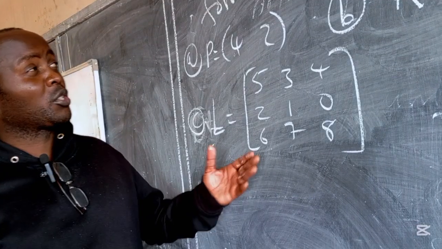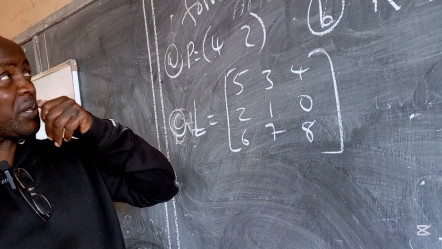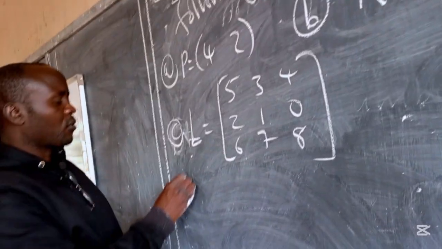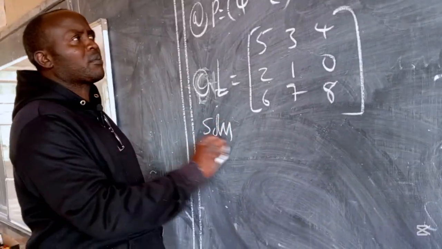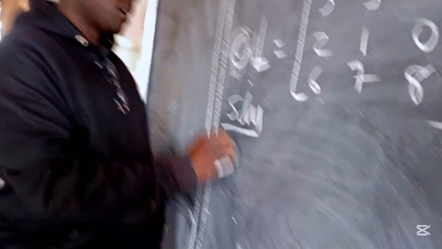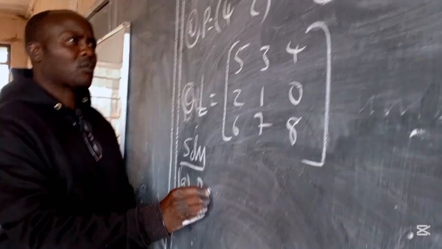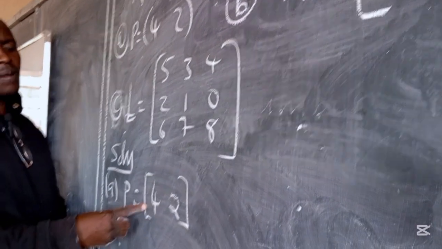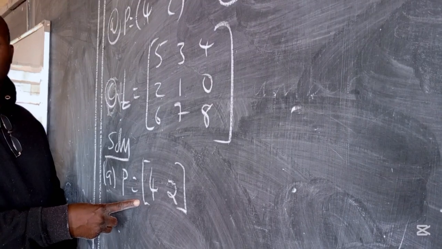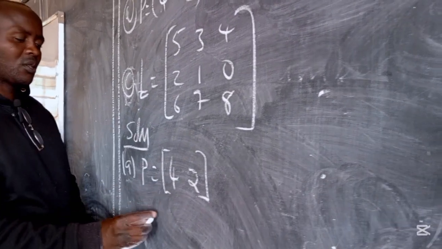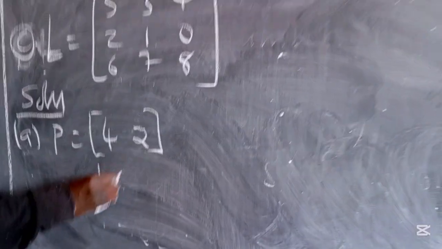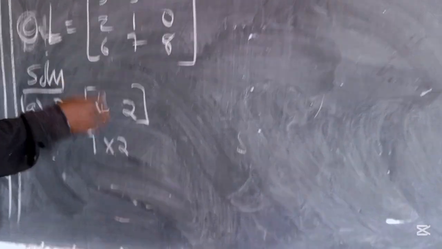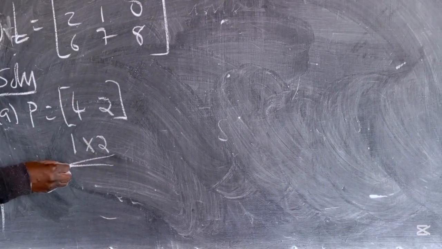Okay, we continue now. This is how they will bring a question. They will tell you to state the order of the following matrices. So if you look at these matrices, we have to name them. For A, for example, I've got P equals, this is a matrix. You can see the types of brackets I'm using. How many columns? I've got one row, two columns. So it is 1 by 2.